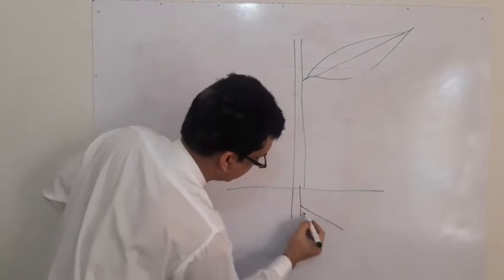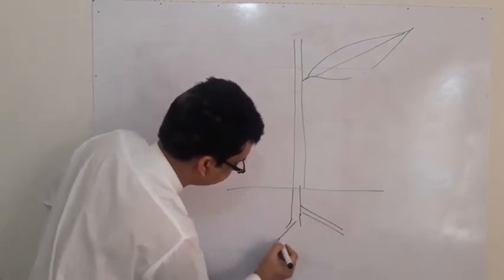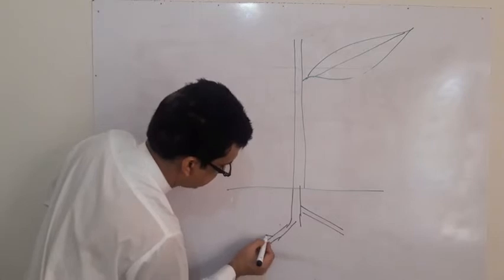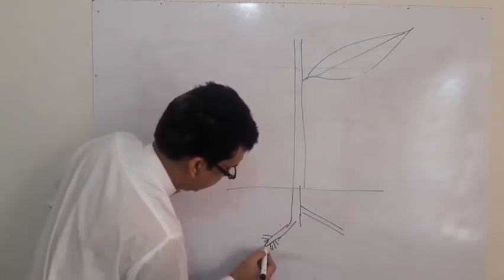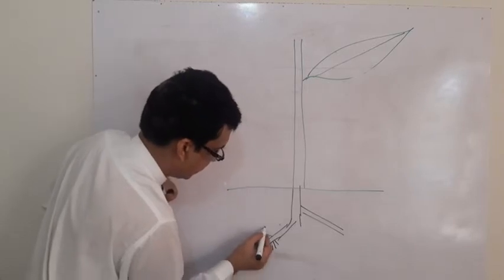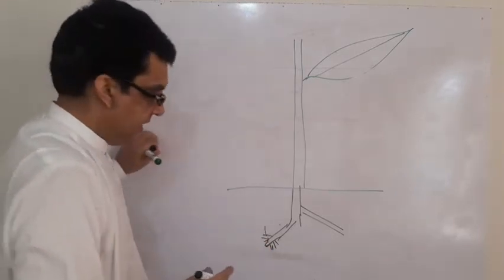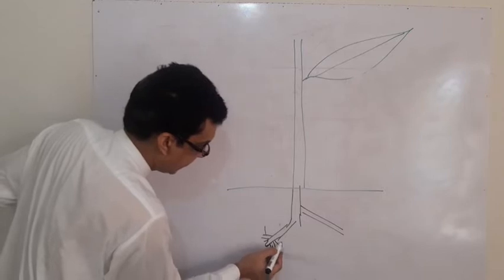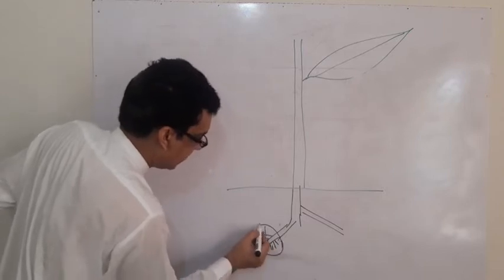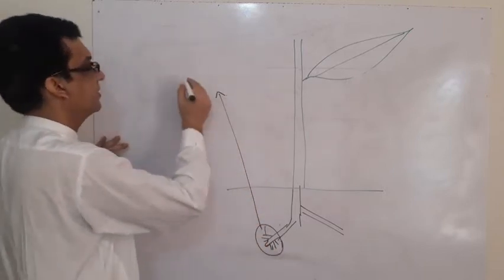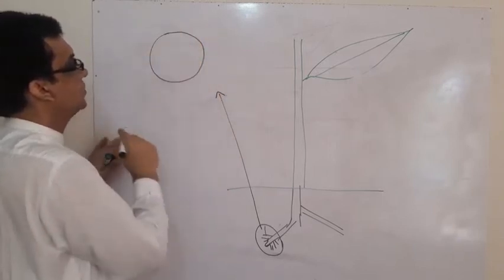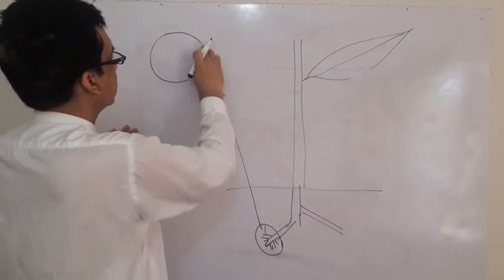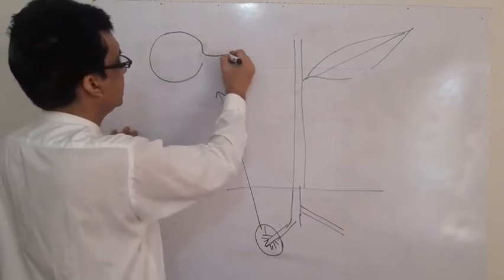These are the roots, and you can see here that these are the root hairs at the ending. Root hairs. Let me find this area, enlarge this area. So this is the root cross section and this is the root hair.